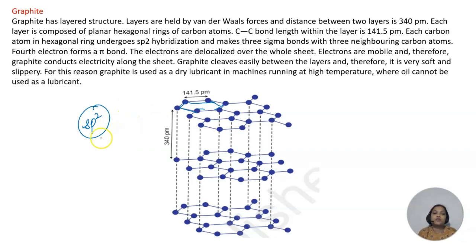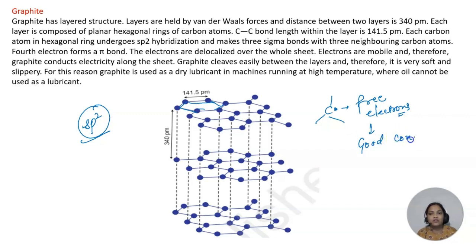Okay, so if sp2 hybridization is there, only 3 electrons are involved in bonding. 1 electron is a free electron. Okay, so these free electrons correspond to the good conduction of graphite. So graphite is a good conductor of electricity. Because these electrons are moving, that's why graphite is a good conductor of electricity. It cleaves easily and is soft and slippery.